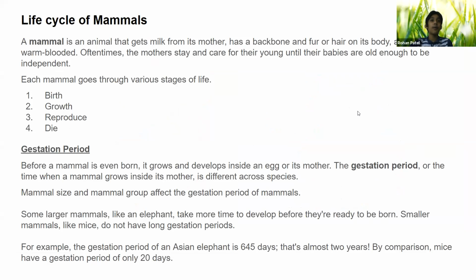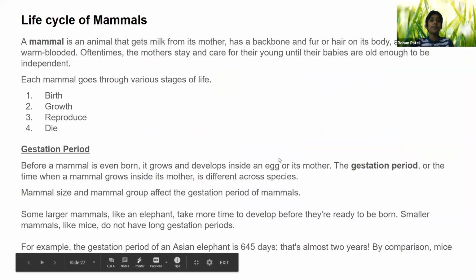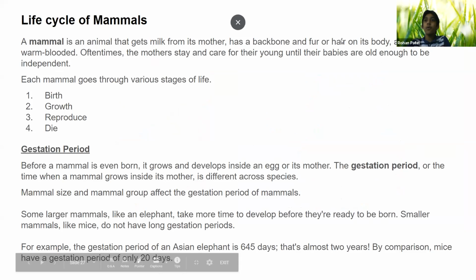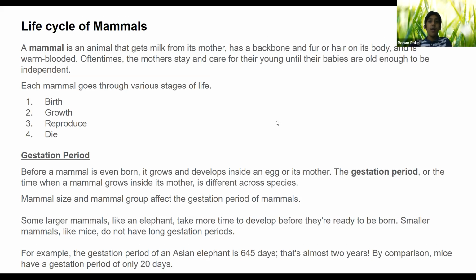Our last type is our mammals. A mammal is an animal that gets milk from its mother, has a backbone, and has fur or hair on its body, and is warm-blooded. Usually, the mothers stay and care for their young until the babies are old enough to be independent. Each mammal goes through the various stages of life: birth, growth, reproduce, and die.